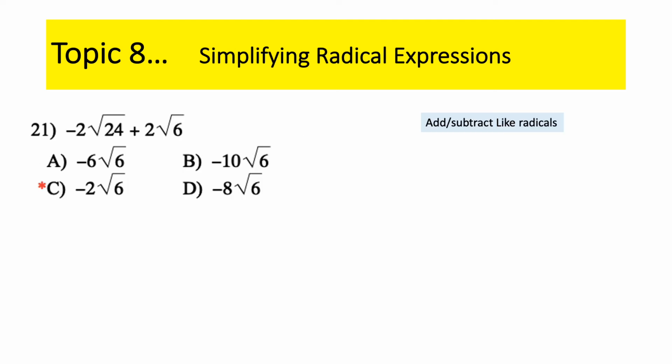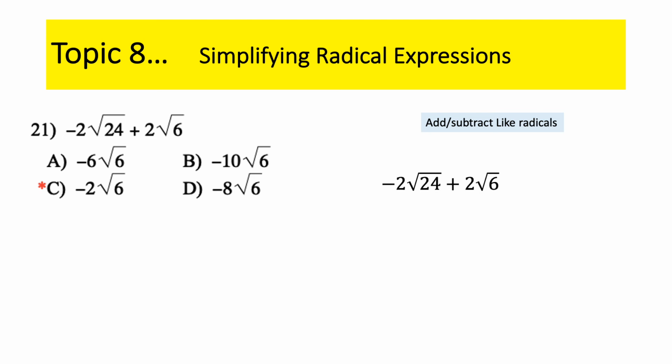Some of the last stuff we did was radical expressions. Remember, we did adding and multiplying. We also did dividing, but we won't do dividing on the test. So just add, subtract, and multiply. All right, so for adding and subtracting, the only thing that you're allowed to add are like radicals. Notice, I've got the square root of 24 and the square root of 6. You cannot add them together.